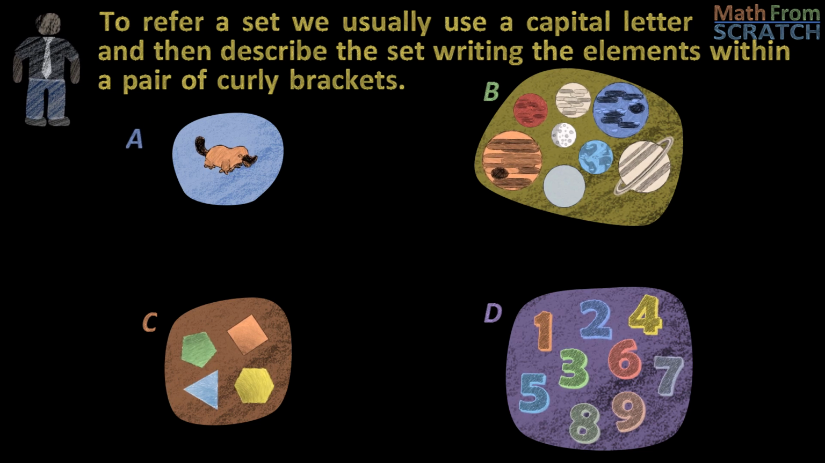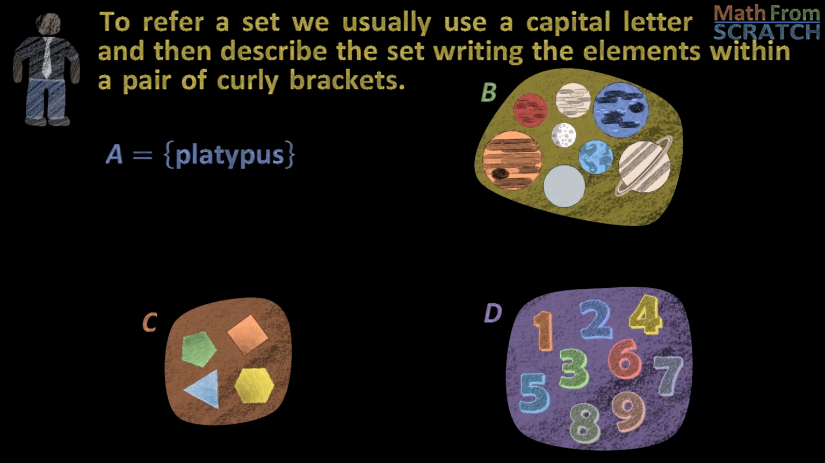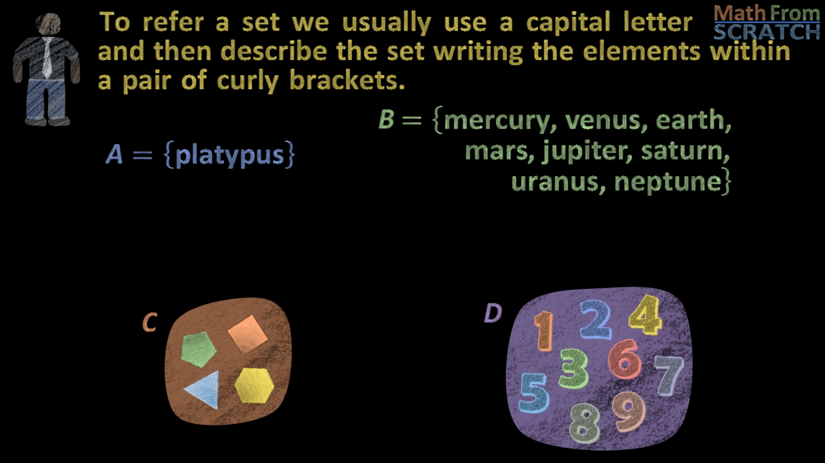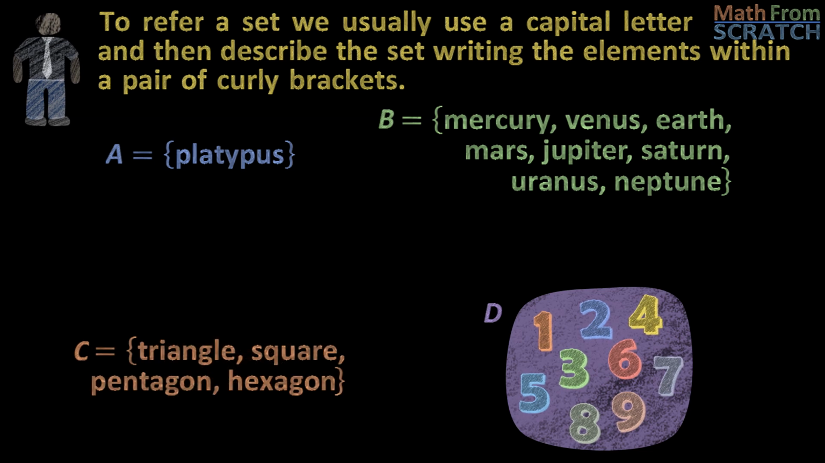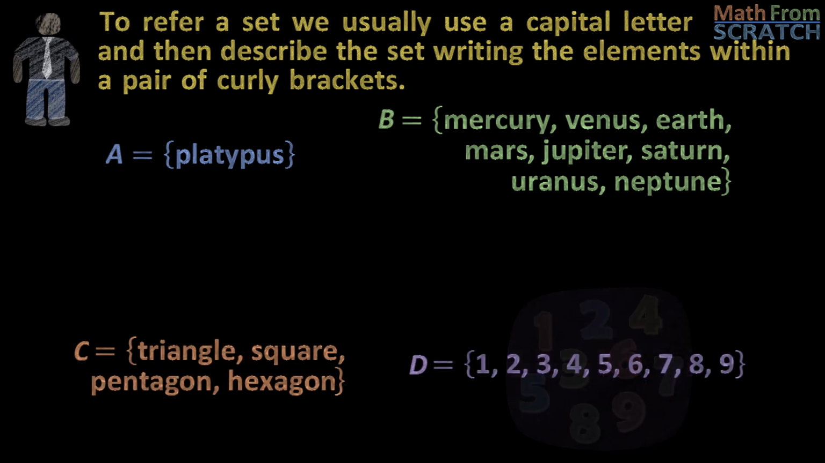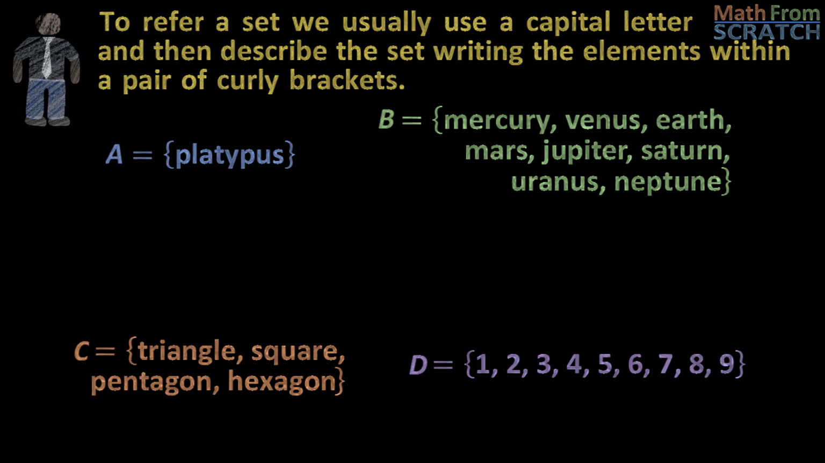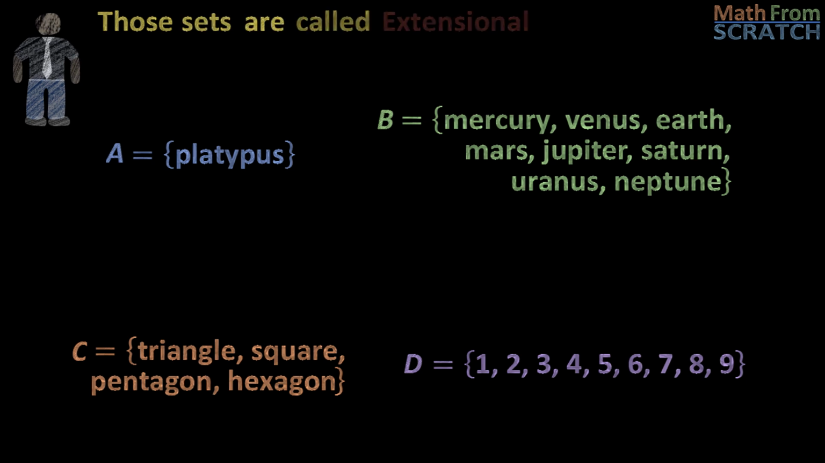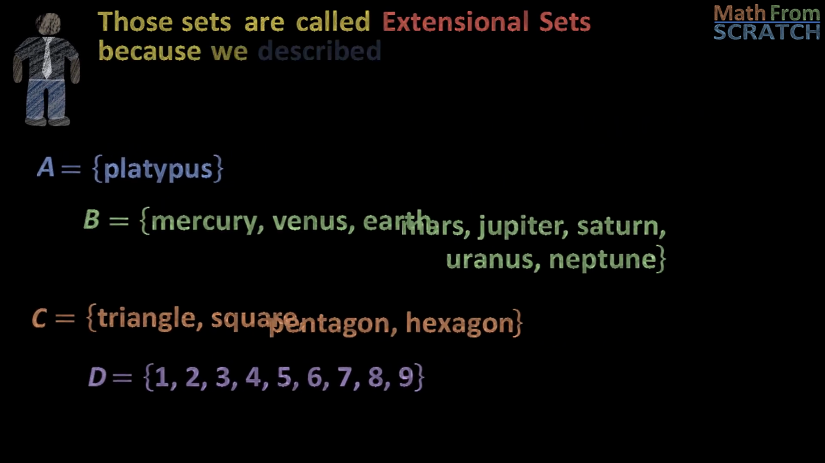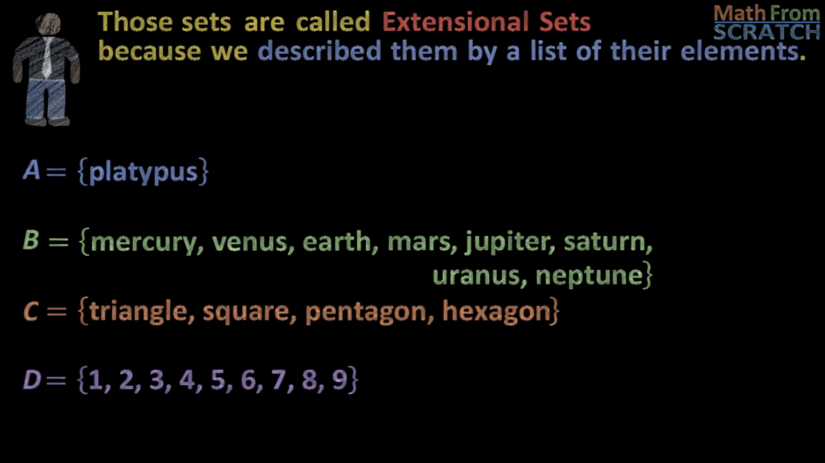A, the set with the platypus. B, the set with Mercury, Venus, Earth, Mars, Jupiter, Saturn, Uranus, and Neptune. C, the set with a triangle, a square, a pentagon, and a hexagon, and D, the set with the numbers 1, 2, 3, 4, 5, 6, 7, 8, and 9. Those sets are called extensional sets, because we describe them by a list of their elements.